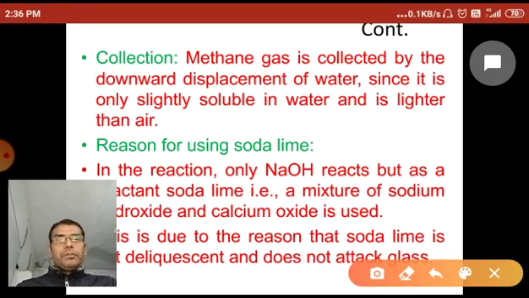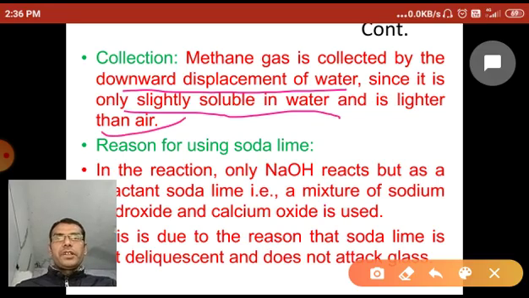Now the collection. Methane gas is collected by the downward displacement of water, since it is only slightly soluble in water and it is lighter than air. So methane is slightly soluble in water and also lighter than air. So methane easily displaces water downward and is collected in the upper region of the gas jar.